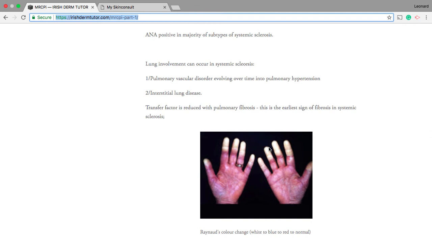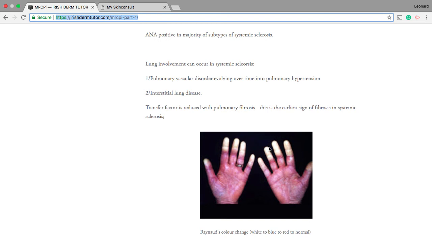So lung involvement is very important in systemic sclerosis, and it can present as pulmonary vascular disease evolving over time into pulmonary hypertension, and it can also present as an interstitial lung disease. These two types are the commonest causes of mortality in patients with systemic sclerosis.